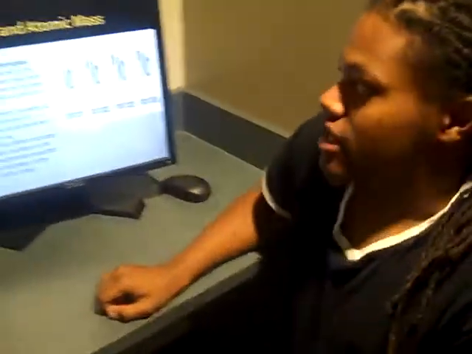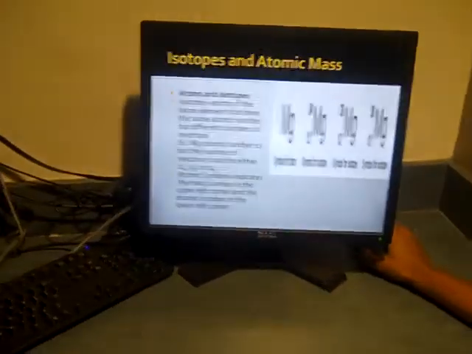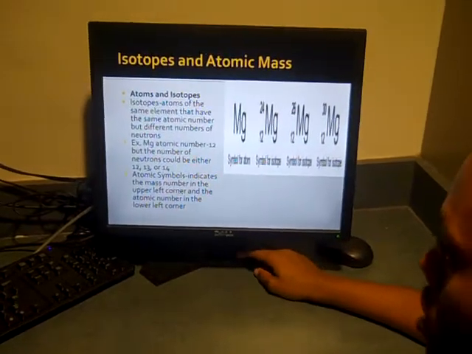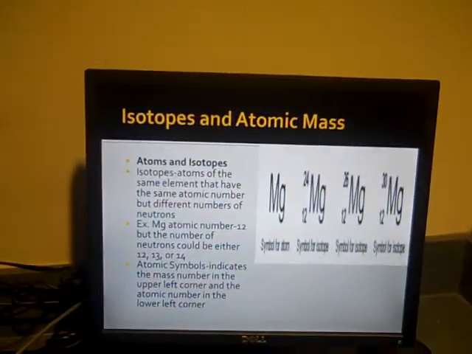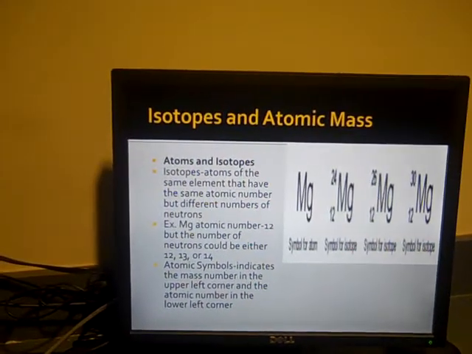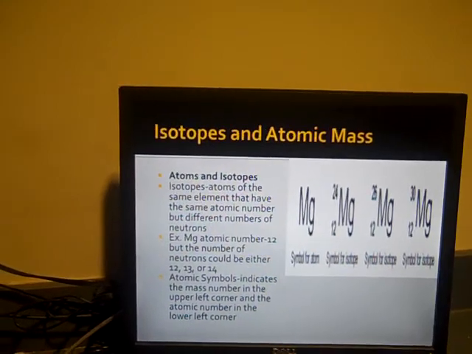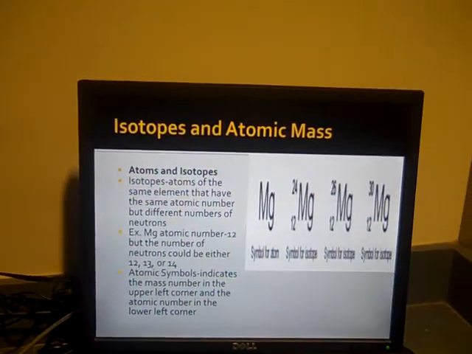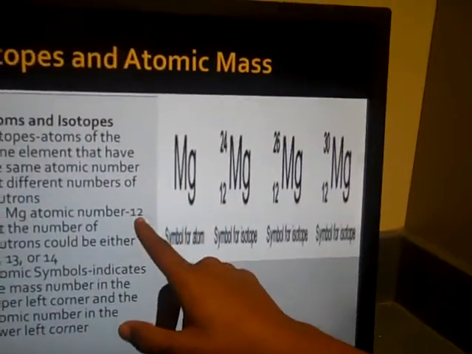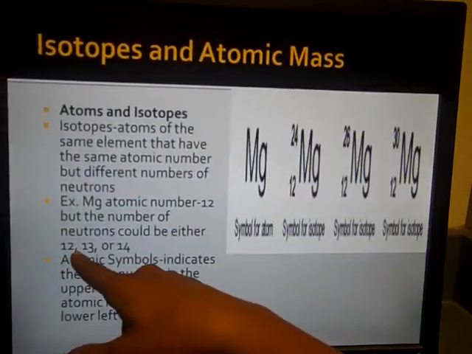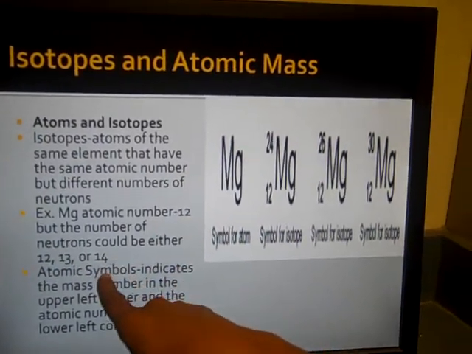Good day. I'll be talking about isotopes and atomic mass to start off. Isotopes are atoms of the same element that have the same atomic number but different numbers of neutrons. For example, magnesium's atomic number is 12, but the number of neutrons can vary: it can stay at 12, or be 13 or go up to 14.